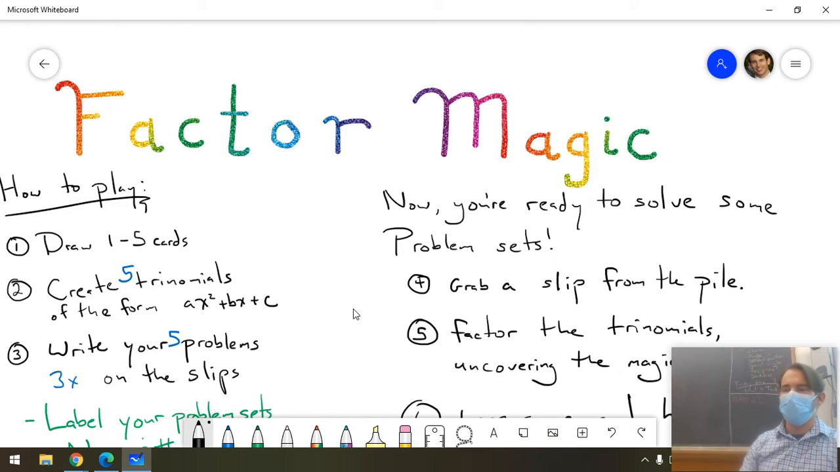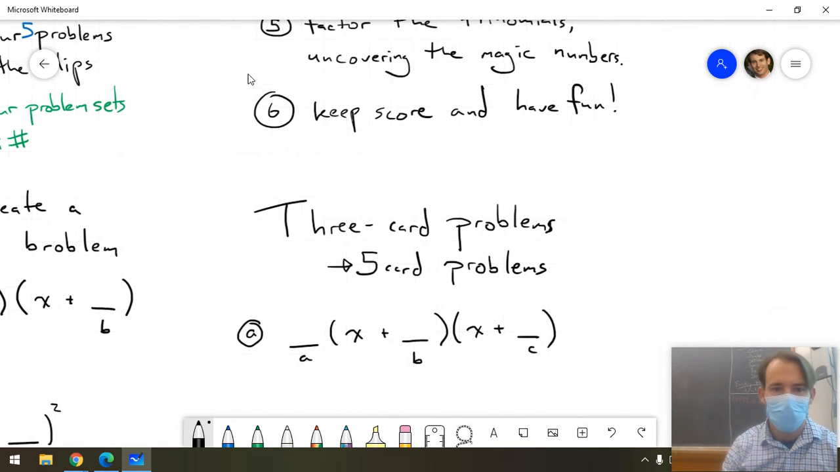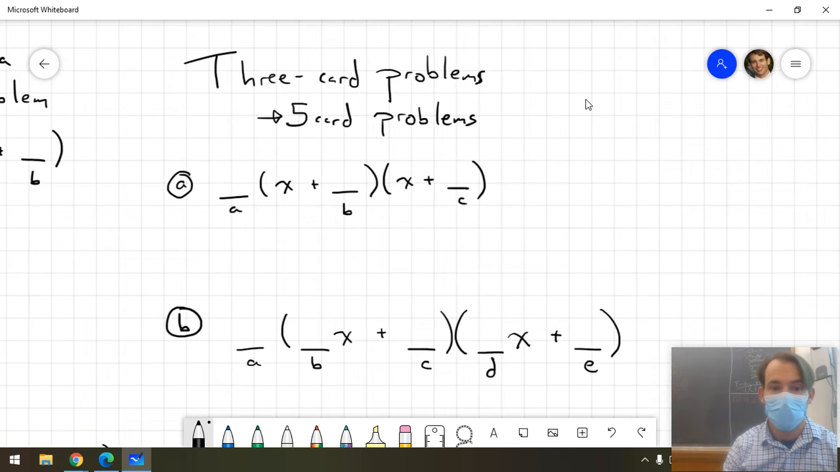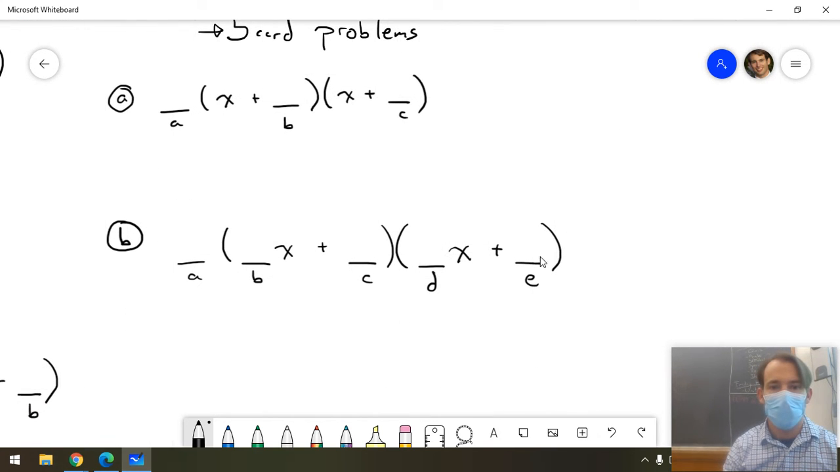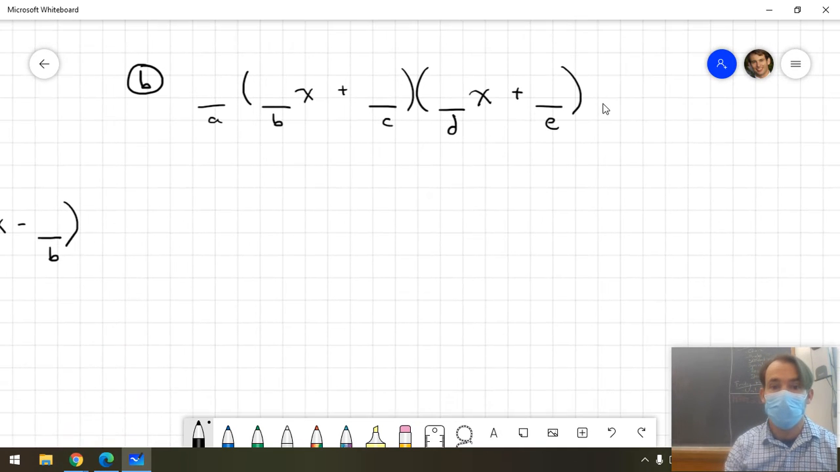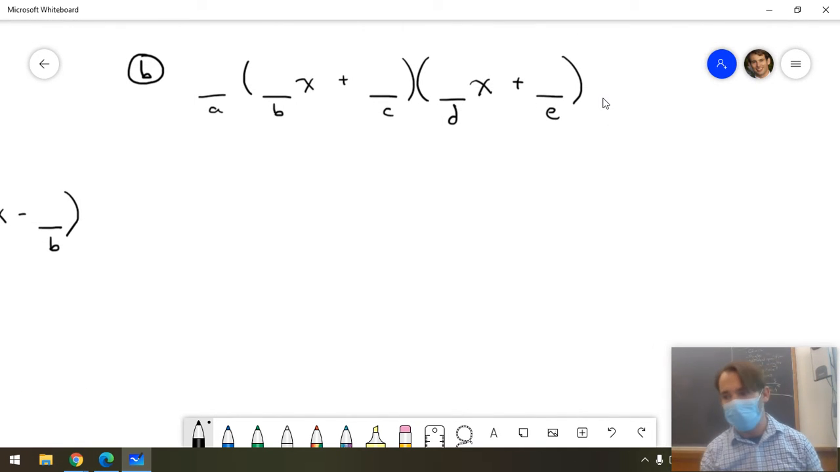We're taking a look at how to produce our problem sets by using playing cards to generate factorable trinomials. We're going to take a look at generating one of these 5-card problems, which is going to be our most challenging problem type to generate and our most challenging problem type to solve. So what I have here is a king, a 5, a 7, a 6, and a 2.